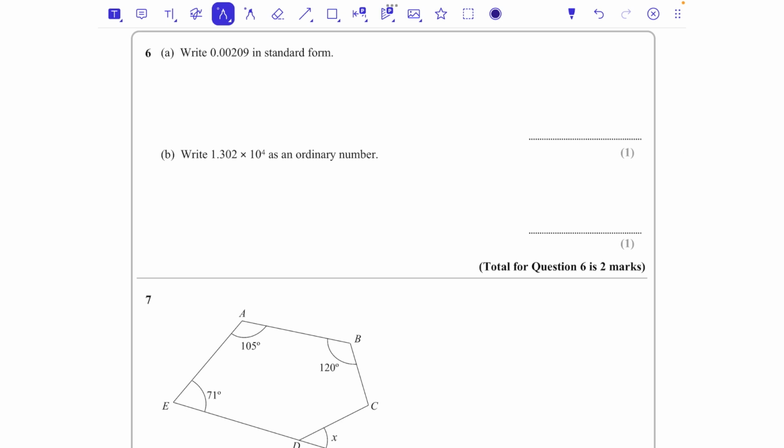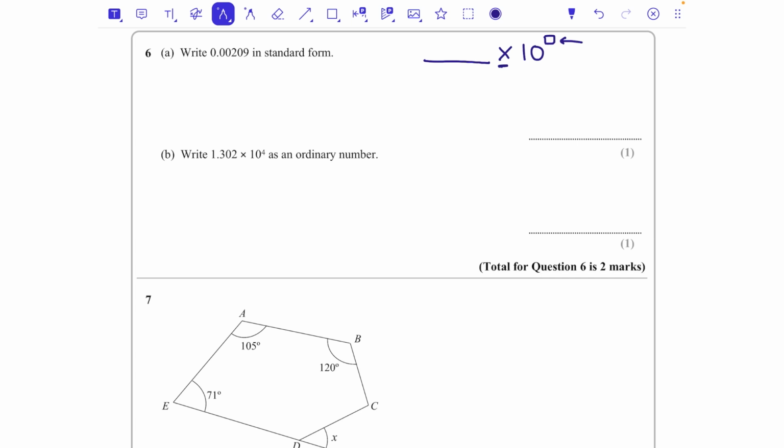Question number 6, and we've got standard form. Write 0.00209 in standard form. So standard form is when you have a number between 1 and 10. It can't be 10, but it can be 1, times by 10 to the power of something. Because this is a really, really small number, it's going to be a negative power up here. We're going to be dividing by 10 rather than timesing by 10. And if you want to divide by 10, we still write times, but we make the power negative.